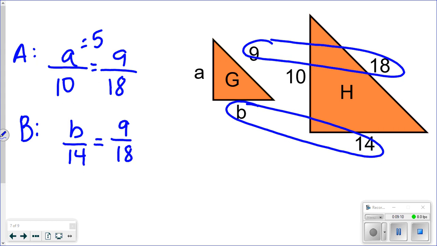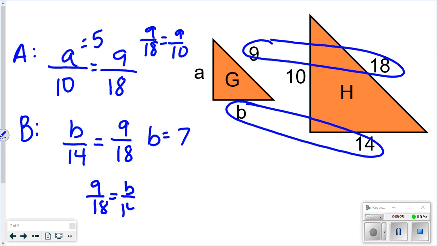Okay, do your cross products. My guess is B is 7 if you do your cross products. Now you could easily set these up so many ways. You could have done 18, you could have done it this way, and it's going to turn out to be the same thing. You could have done it this way on the bottom. There are so many ways you can set up proportions as long as you're doing something consistent throughout the whole thing.